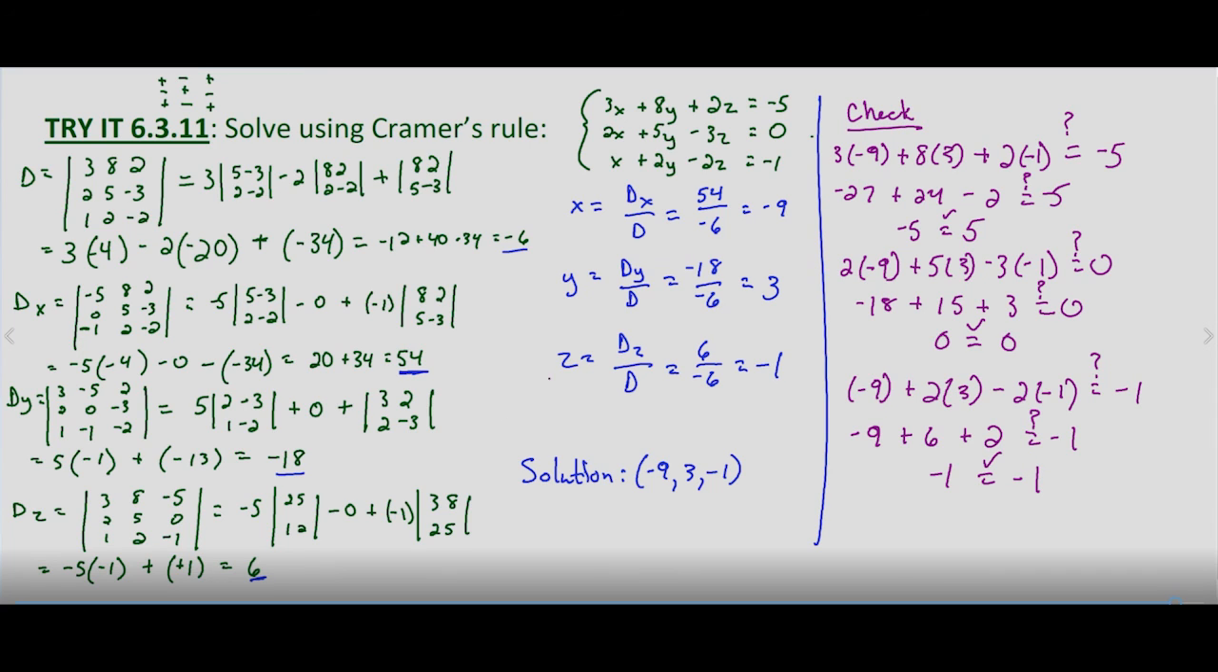And we can officially say the solution to the three equations and three unknowns that we were given, that system of equations, is x equals negative 9, y equals 3, and z equals negative 1.